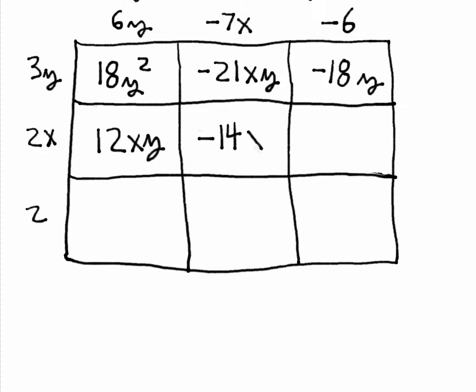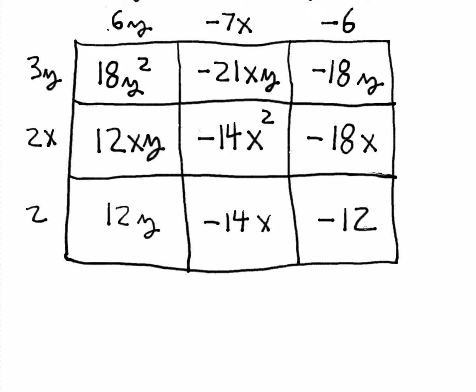It should look like a multiplication table, actually, because what I'm doing is I'm putting the products in the spots that would be occupied if we multiply. For example, if I multiply this 6y times 2, I get 12y. If I multiply minus 7x times 2, I get minus 14x. If I multiply negative 6 times 2, I get a negative 12.